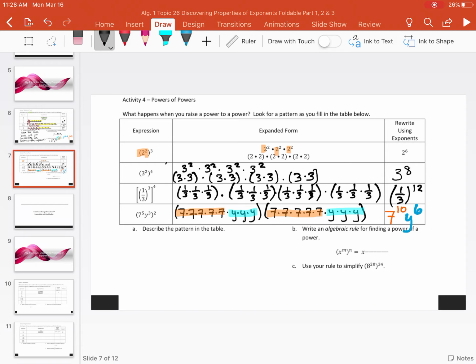So if we were to describe this pattern, what we're doing here is when we have a power raised to a power, we are multiplying the exponents. Because think about it here. What's 2 squared raised to the third? 2 times 3 is 6. That's our answer. 3 squared to the fourth, 2 times 4, that's 8. That's our answer. 3 times 4 here gives us 12.